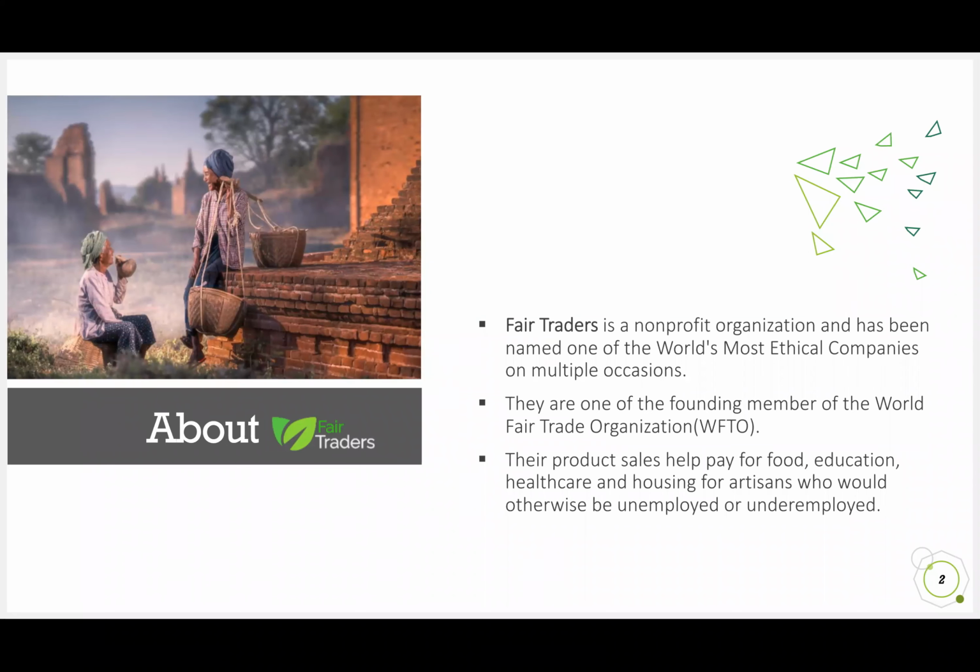Fair Traders is a non-profit organization. Basically, they source products from third world countries and sell to developed countries so that they manage to provide some employment for poor people.